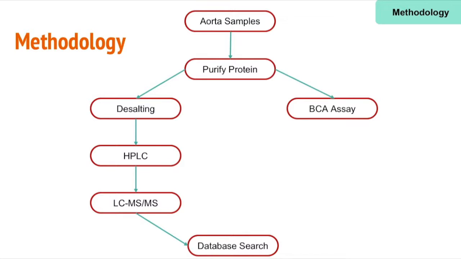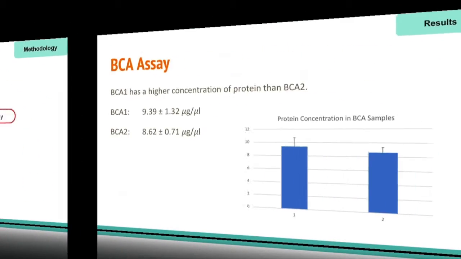After purifying the protein, we did desalting to prepare for high pH, high performance liquid chromatography, followed by LC-MS-MS to separate individual proteins into smaller peptides. Finally, database search of the proteins of the aorta samples was conducted. Possible modifications of the proteins identified were also examined.